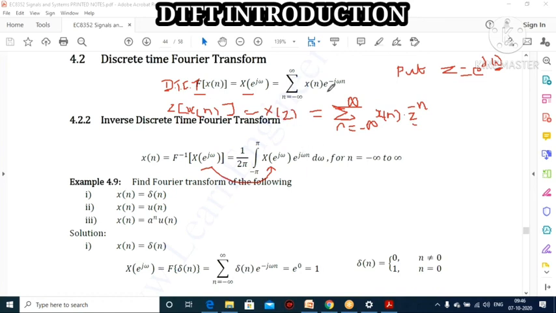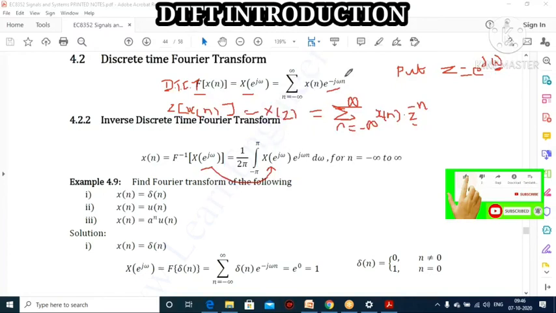Here in the summation, the exponent term comes under a minus sign, but in the integral, it becomes plus. So e to the power of j omega n. This is the change here. Our integration is with respect to omega, so I put d omega. Here n varies between minus infinity to infinity. So this is also easy for you.